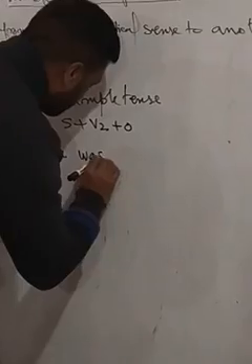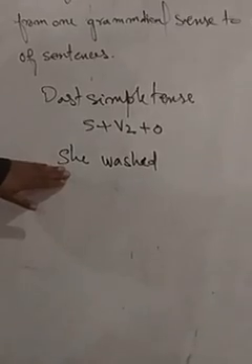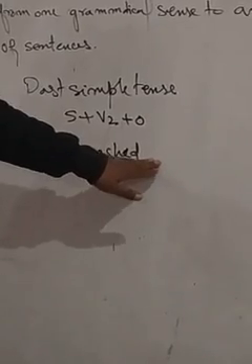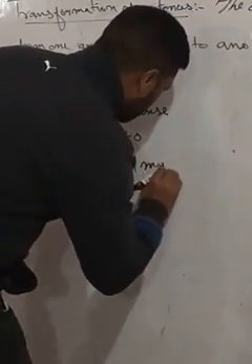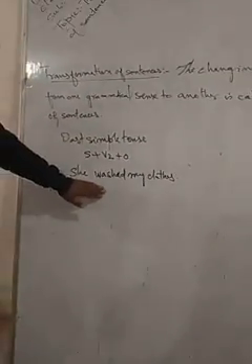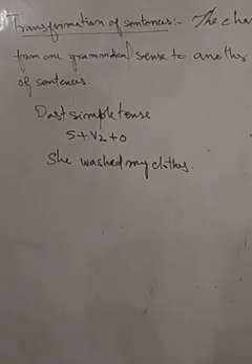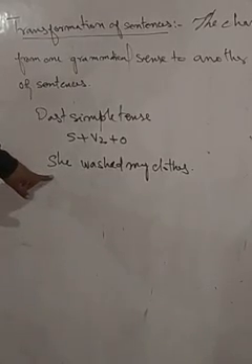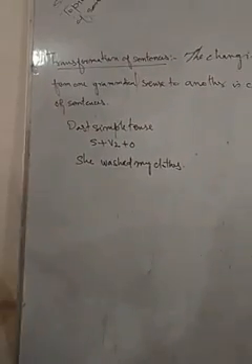She washed. Washed. Doer of the action. Action. Now, here we put the receiver of the action. She washed my clothes. She washed my clothes. I used this formula and made a positive sentence. Now, what I need is to transform this sentence from positive grammatical sense to interrogative or negative grammatical sense.